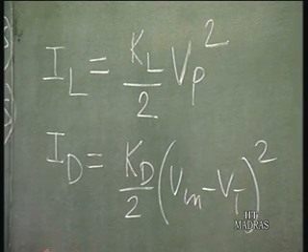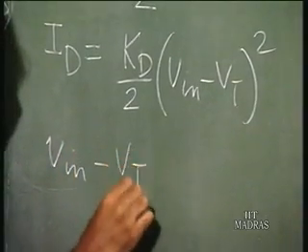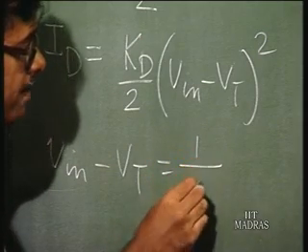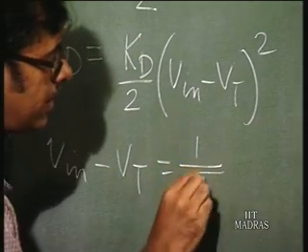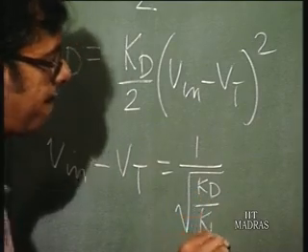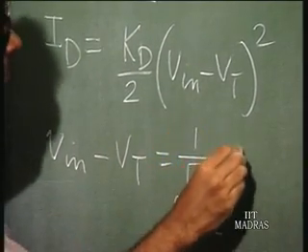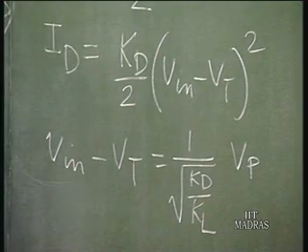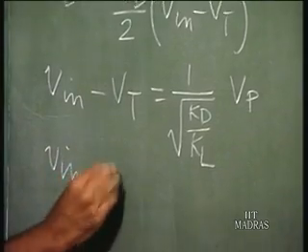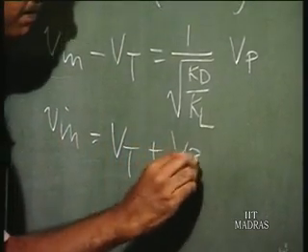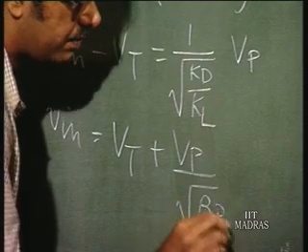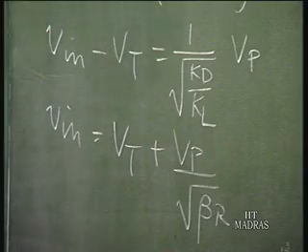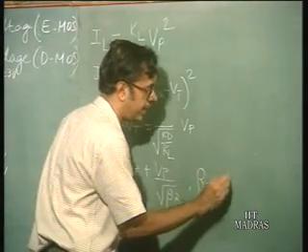What do you get? You get Vin minus VT is equal to one by root of KD by KL into VP, or Vin is equal to VT plus VP by the square root of what is known as the beta ratio, where beta R is equal to KD by KL.